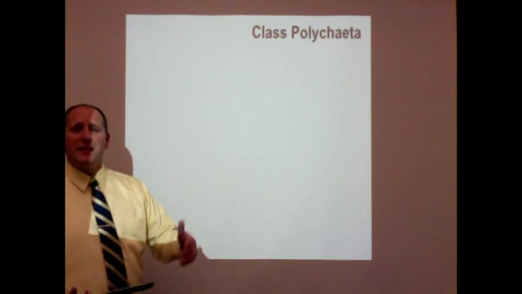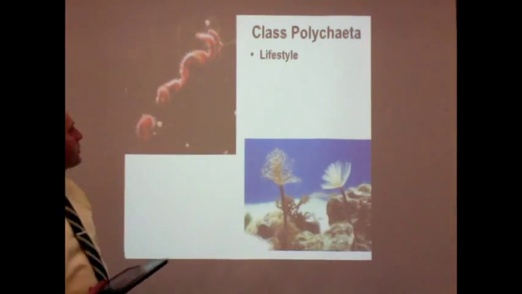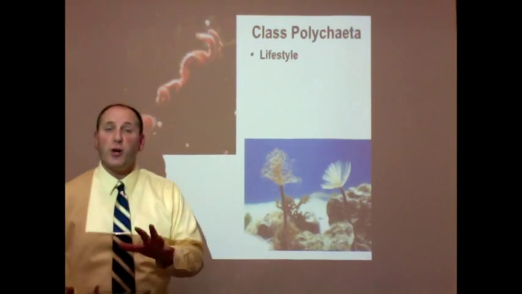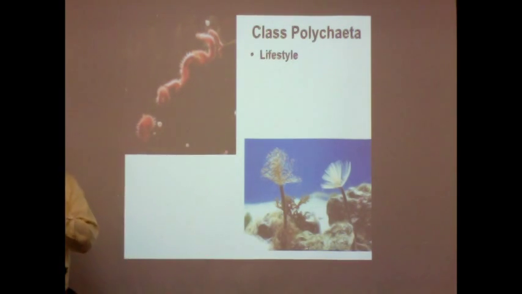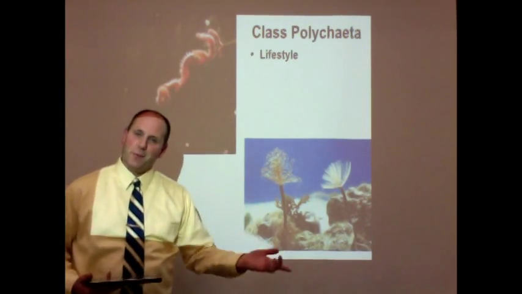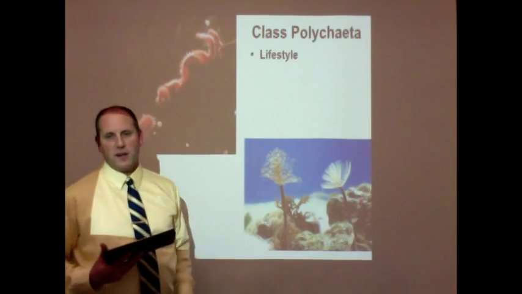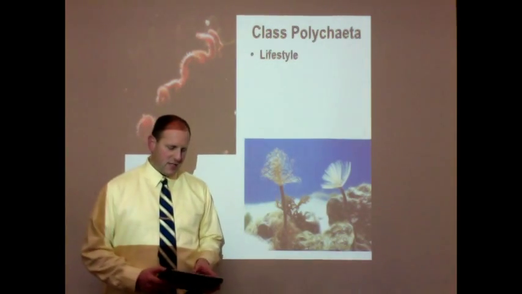The next group here is the class Polychaeta. These ones are a little bit different. You might not be as familiar with the polychaetes. They make up about two-thirds of all of the annelids. So when we talked about the oligochaetes and now the polychaetes, this is most of them. But you're unfamiliar with most of these because most of these organisms are marine, living in the ocean, in areas where it's tough for people to get into.